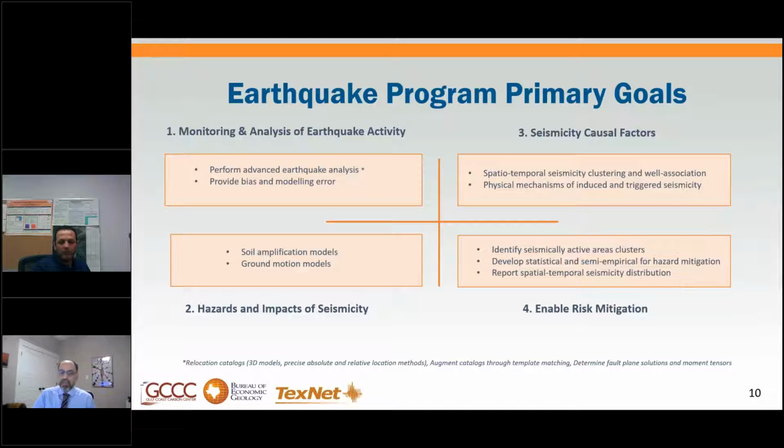The fourth part is how to enable risk mitigation. This is also important. For that, you need to identify the active areas of seismicity, develop your own statistical and empirical models for hazard mitigation, and of course, report regularly the spatiotemporal seismicity distribution. Next slide, please.